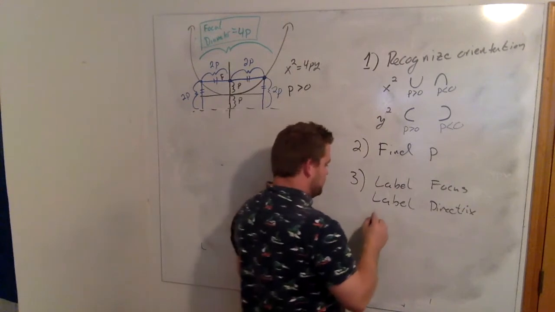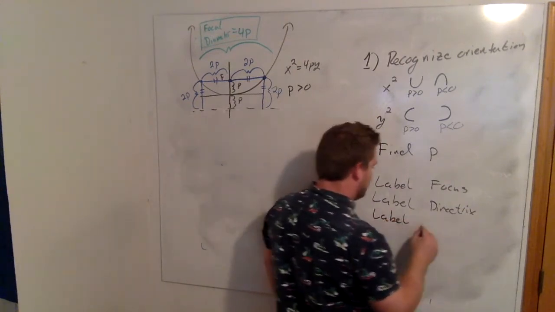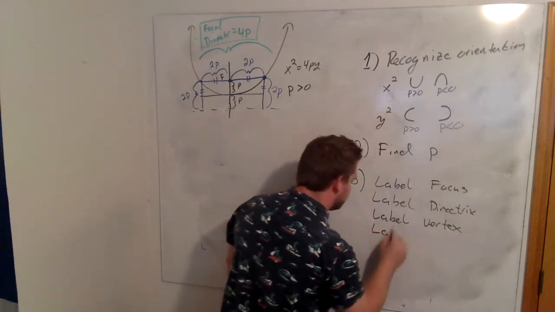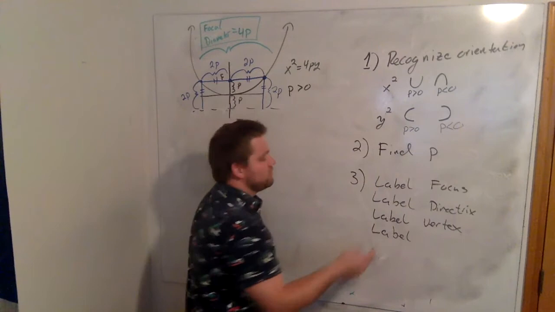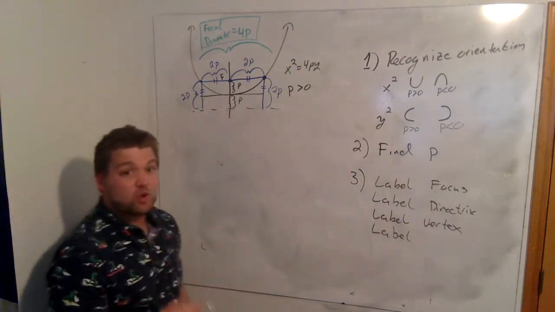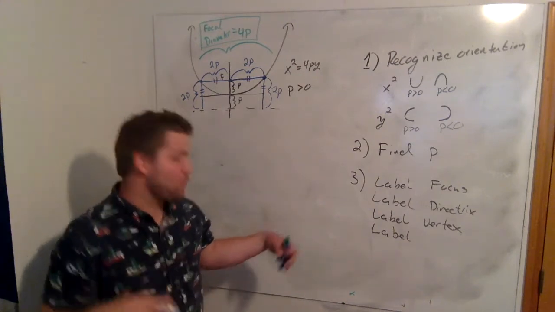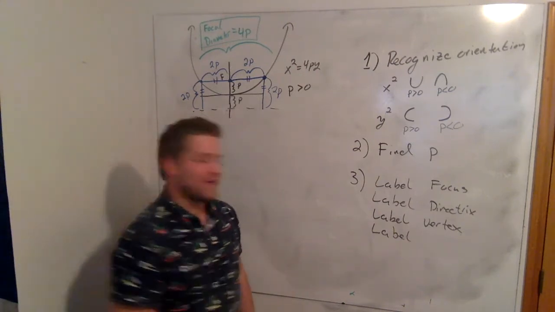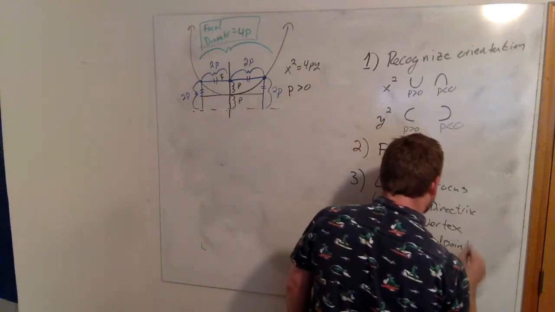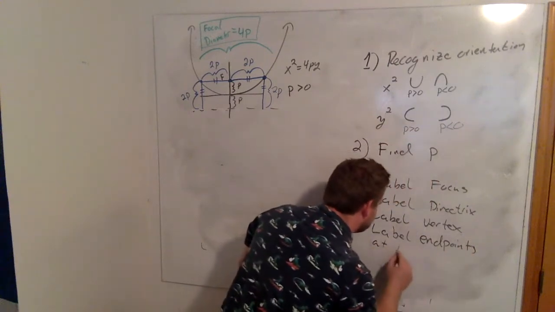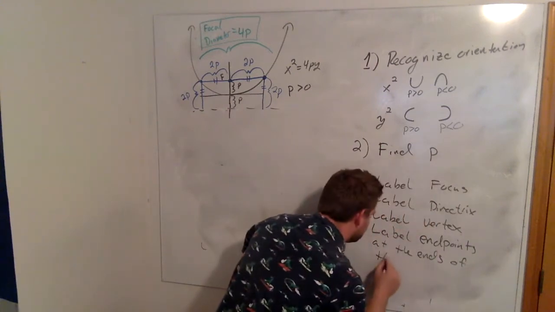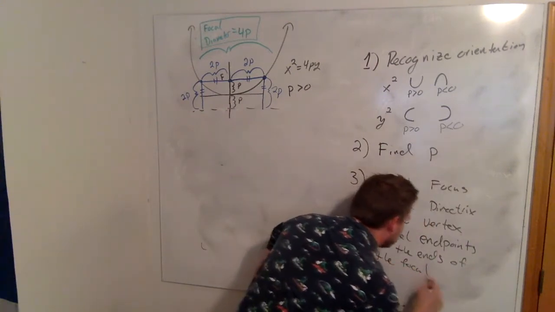Then you're going to want to label the vertex, and you're going to want to also label this part. Just writing these right here doesn't really tell me everything about the parabola. I also want to know a little information about the width of the parabola. You're going to label the endpoints at the ends of the focal diameter.